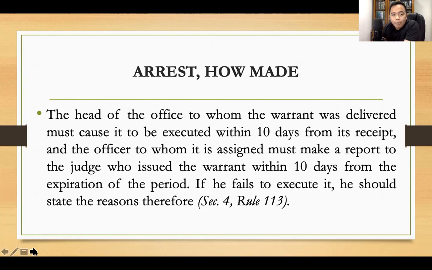Now, the head of the office to whom the warrant was delivered must cause it to be executed within 10 days from its receipt. And the officer to whom it is assigned must make a report to the judge who issued the warrant within 10 days from the expiration of the period. If he fails to execute it, he shall state the reasons therefor. Okay, so this is the obligation of the arresting officer. You shall make a report to the judge who issued the warrant of arrest within 10 days from the expiration of the period, that is, within 10 days from the receipt of the warrant of arrest, if there is a failure to execute the warrant.